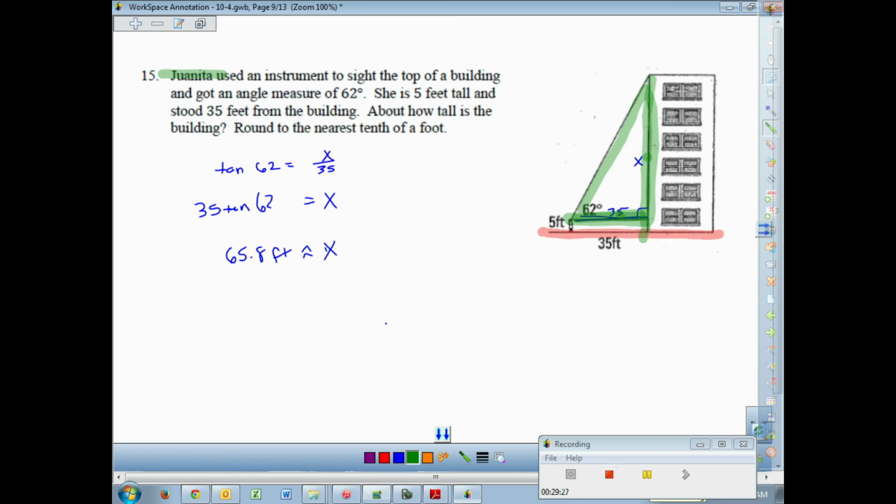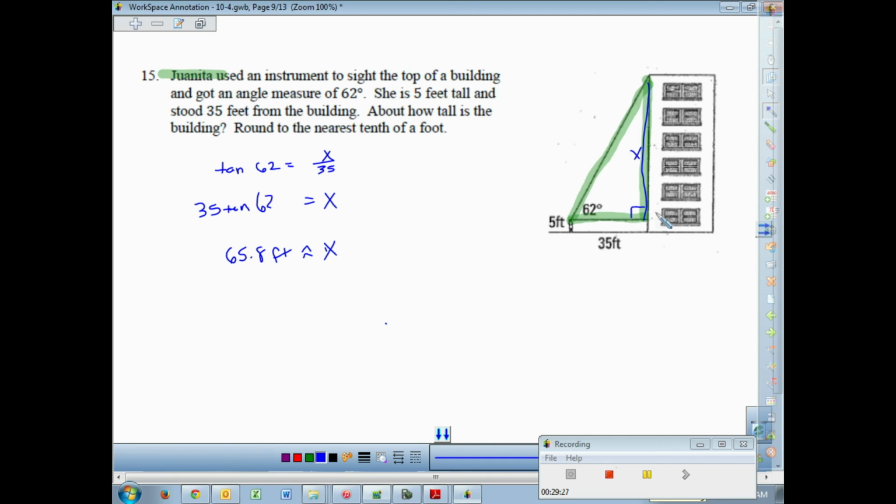Is that the answer to this question? Isn't this the right triangle that you just used right here? And you found x, which is this distance, correct? How tall is the building? So is x 70.8 feet?